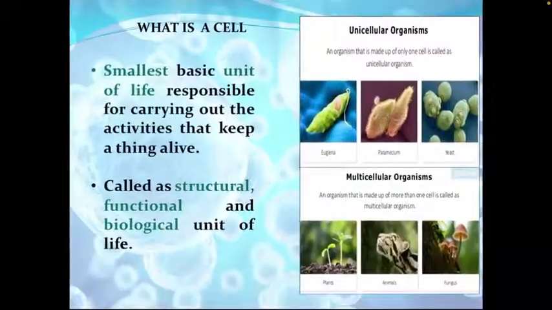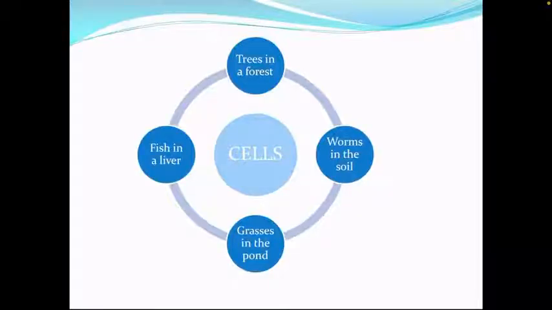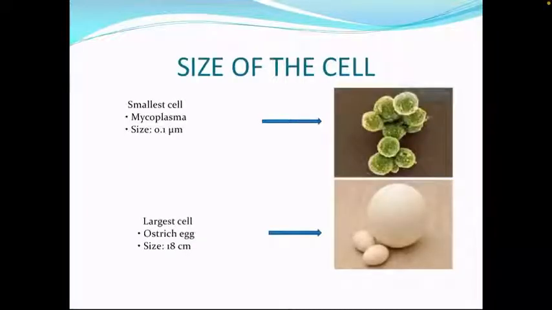Okay. Now this cell, we can see huge examples of cells. All the trees found in the forest, all the grasses found in the pond, they all are made up of cells. Now if we talk about the size of the cell, then it can have a small size like 0.1 micrometer, for example in Mycoplasma, or it may be of the largest size like an ostrich egg, which has a size of 18 centimeter. So the size of a cell also varies. It can be as small as 0.1 micrometer, it can be as big as 18 centimeter.